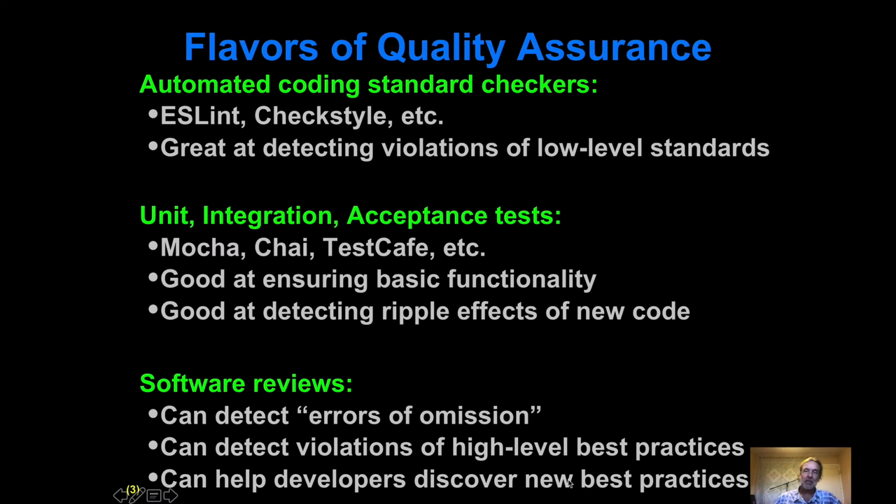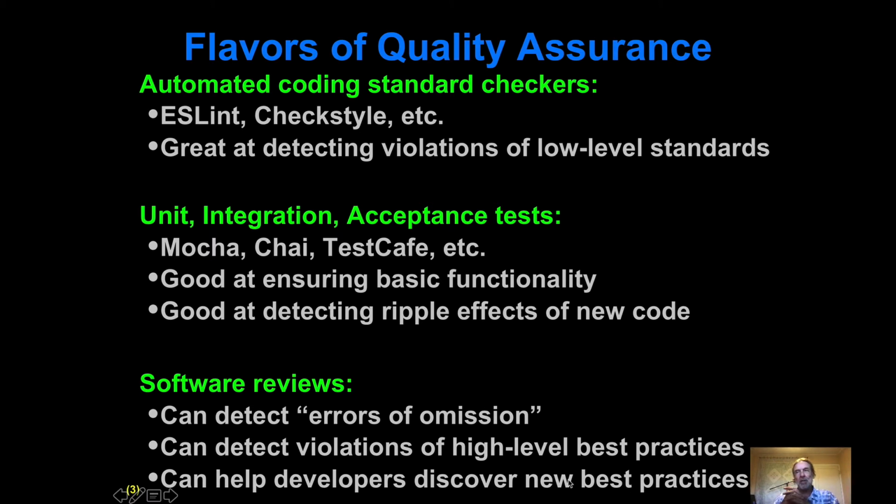However, there's stuff left over. The first thing is, how do you detect that your software just simply isn't implementing something that it should implement? Well, coding standard checkers and tests are never going to detect errors of omission, right? You can only test something that's actually there. You can't test to see that something's not there. And so we need something else for that.